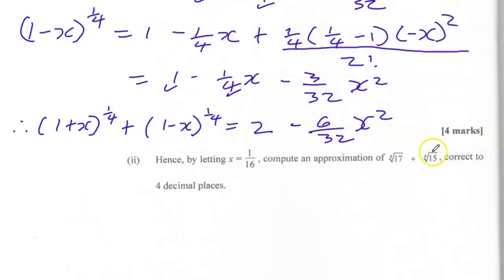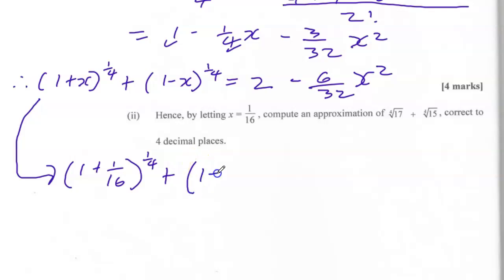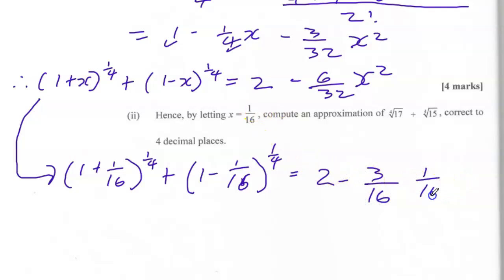Hence, by letting x equal to 1/16, compute an approximation for the fourth root of 17 plus the fourth root of 15, correct to 4 decimal places. So we're going to replace x with 1 over 16. In the bracket we have (1 + 1/16) to the power of a quarter plus (1 - 1/16) to the power of a quarter, equal to 2 minus 3 over 16 times x squared, where x is 1/16, so (1/16) all squared.